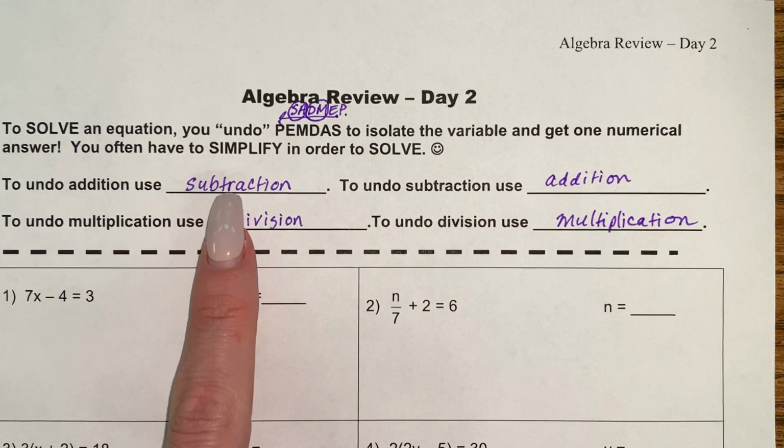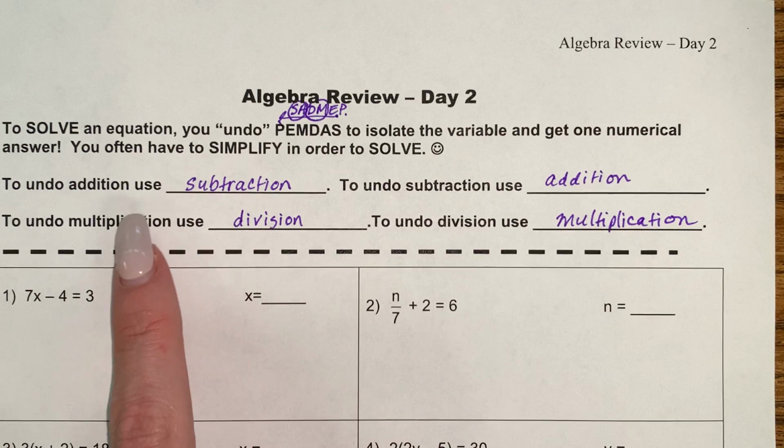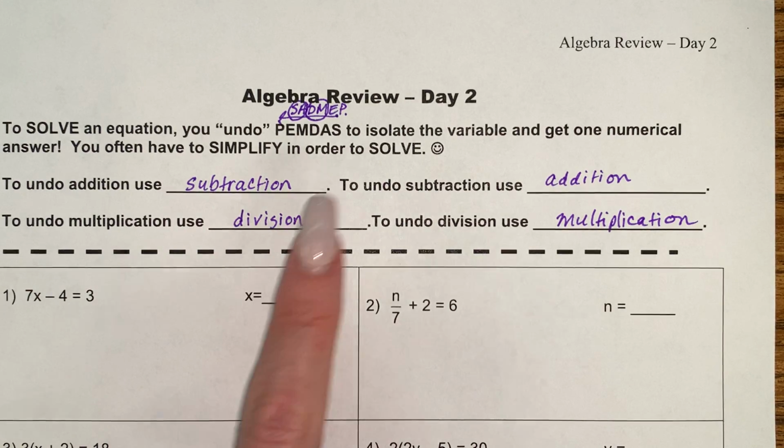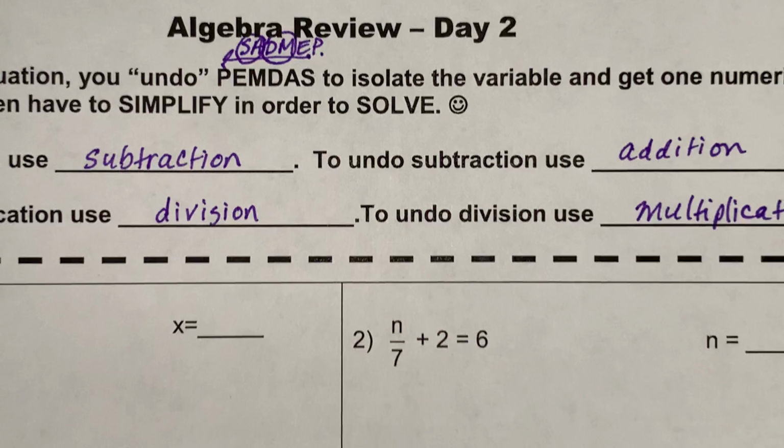And to undo addition, we use subtraction. To undo subtraction, we use addition. And to undo multiplication, we use division, and to undo division, we use multiplication. And we usually call these opposite operations. So I'll try to enlarge this a bit.